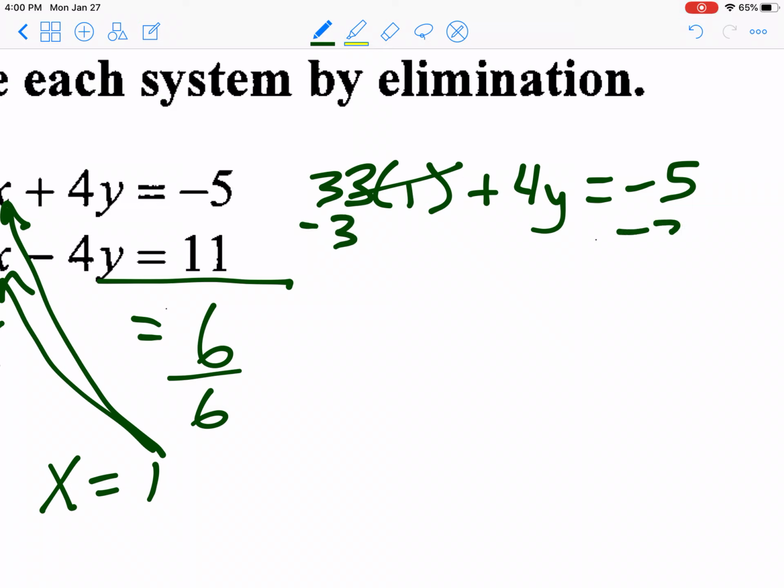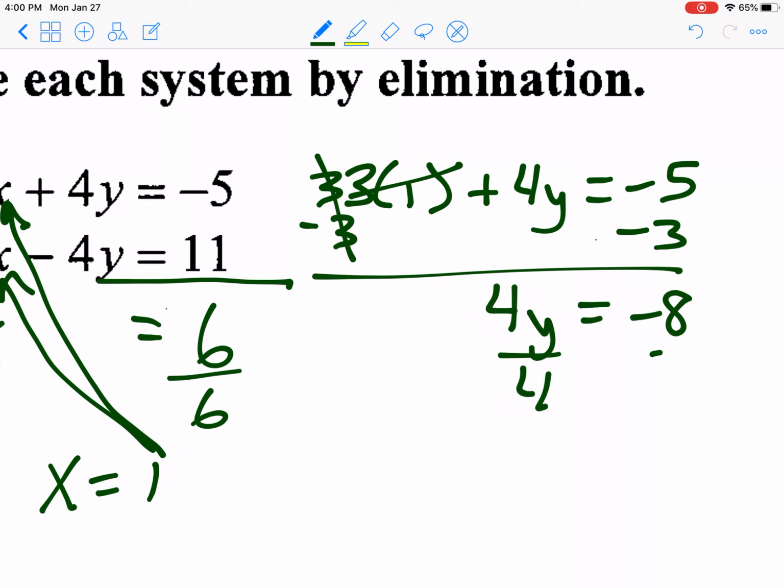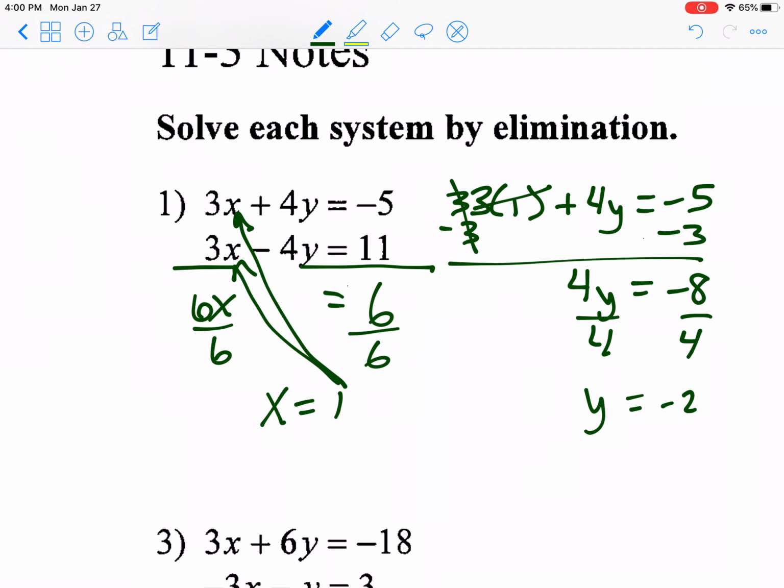If I subtract 3 from both sides, that becomes 0. So I have 4y equals -8. Divide both sides by 4, and now we know that y equals -2. So my system of equations has the solution of 1 comma -2. If I were to replace the x with 1 and the y with -2, it would make both of these statements true. So let's check that out real quick.